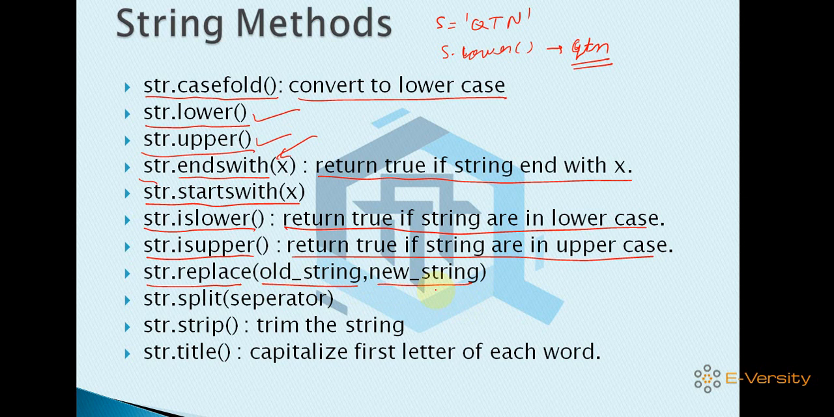This function can be used, suppose there is a documentation and you want to change some keywords. Suppose there is a word in the documentation, true, and you want to replace this true with false. So this one is the old string and this one is the new string. You can use the replace method and pass true and false. So in the entire document, wherever it finds true, it will be replaced by false.